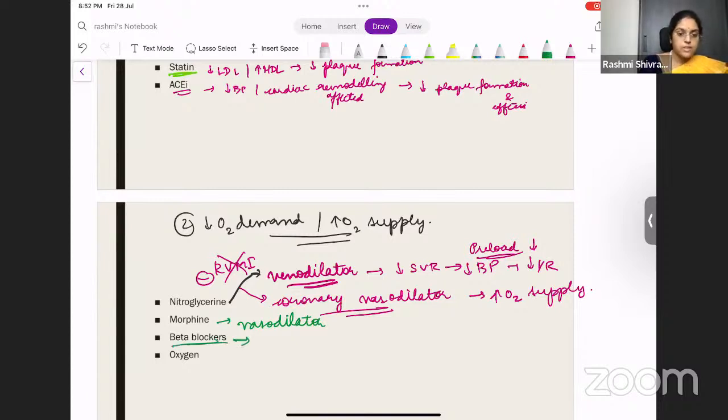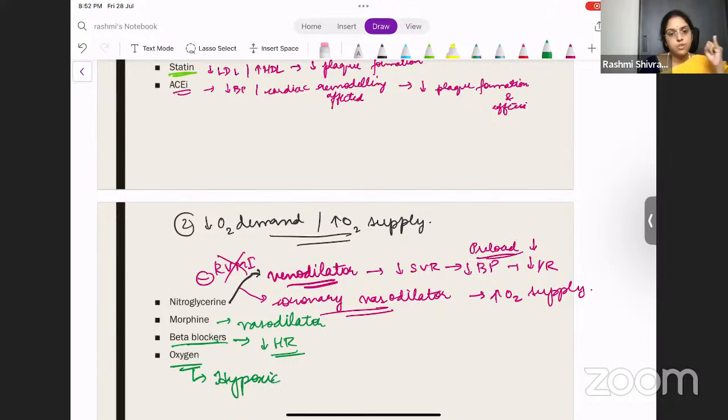Next, coming to beta blockers. What does a beta blocker do? It will decrease the heart rate. Like I told you, when there is tachycardia, there is an increased oxygen demand. If you reduce the heart rate, the oxygen demand also comes down, isn't it? So because of that, we give beta blockers. How about oxygen? If there is decreased oxygen supply, the patient becomes hypoxic. So if you supplement the patient with oxygen, he will improve drastically.